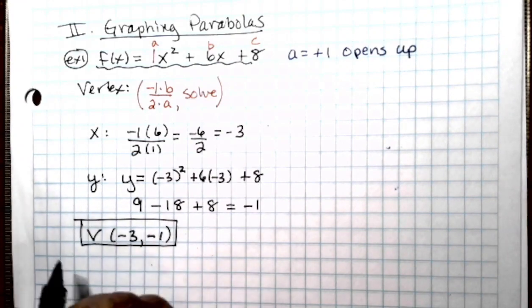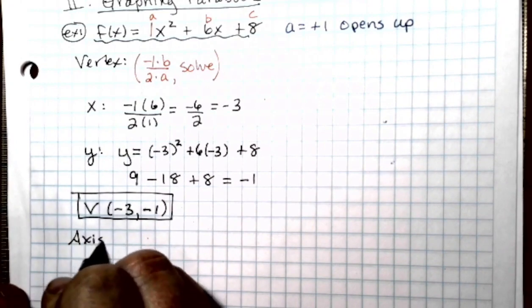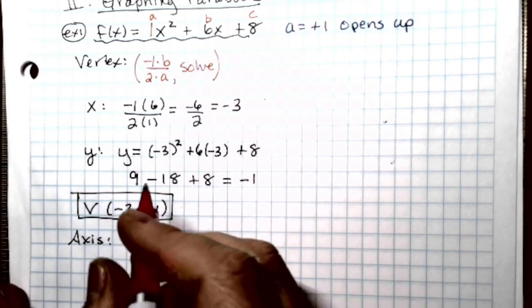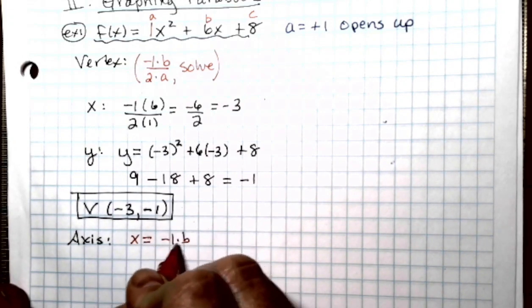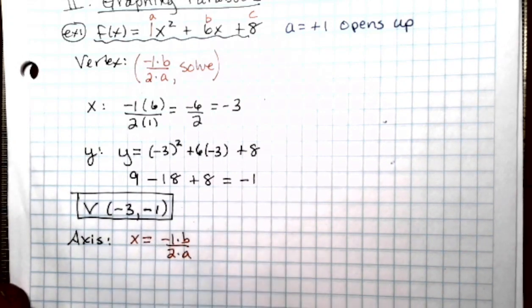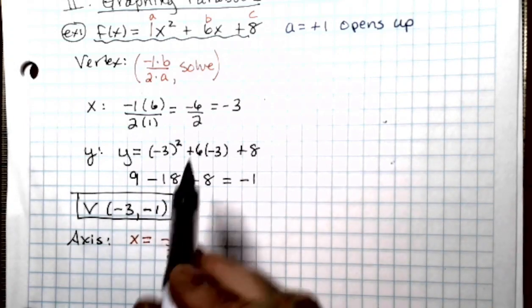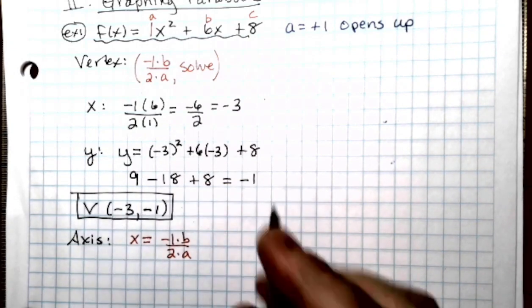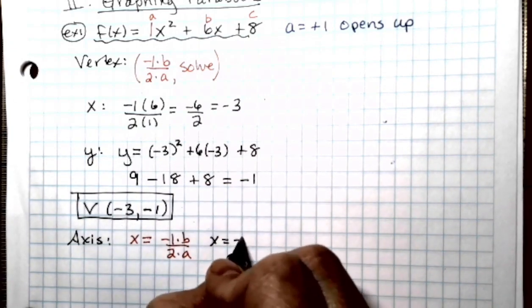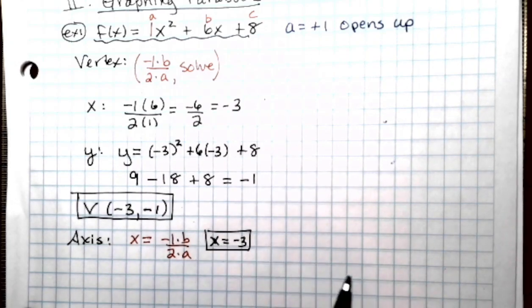All right, the last structure we're going to calculate and then we're going to graph is the axis of symmetry. So the formula for the axis of symmetry is x equals -1 times b over 2 times a. Now, there's a great cheat for this. This formula is the same as the x-coordinate formula, which we already know is -3. So x equals -3 is our axis of symmetry, and we don't have to calculate anything else.